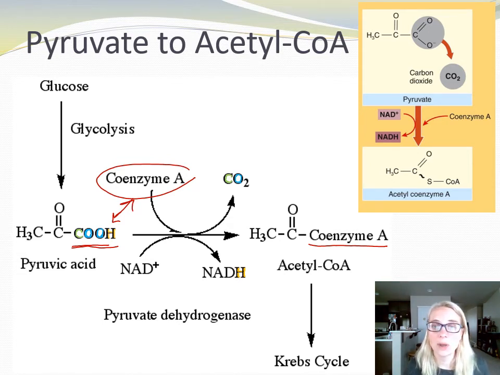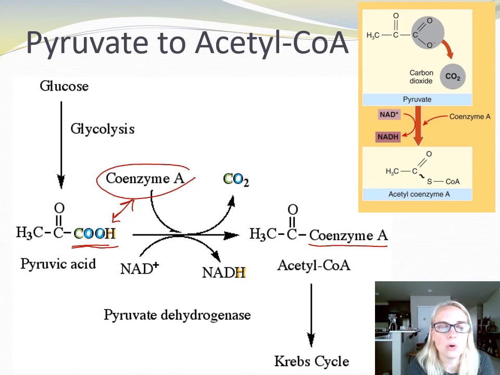Now, what do we need a coenzyme for? You can go back and look in the chapter 7 enzyme lecture. Coenzymes help to make the enzymes work. So it's going to take this acetyl group, this now 2-carbon molecule, with the coenzyme A, and it's going to allow it to move right into the next enzyme-catalyzed reaction of the citric acid cycle.